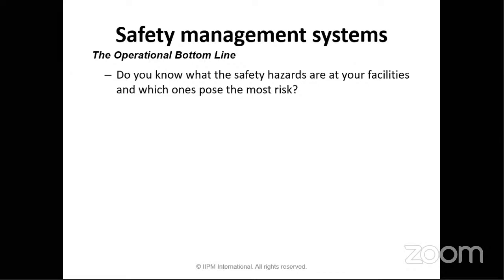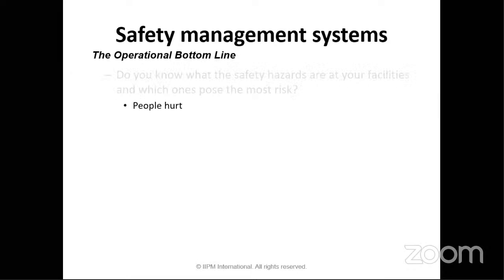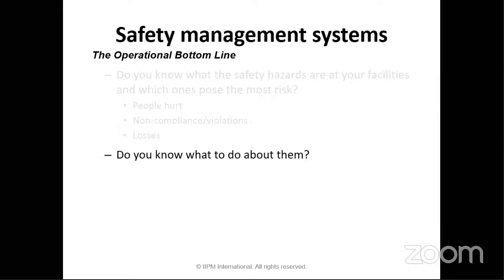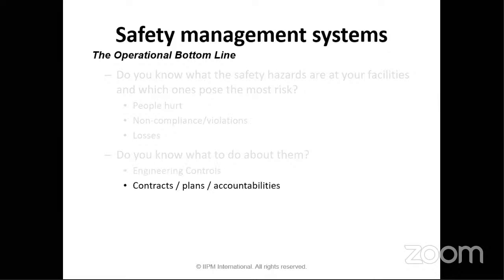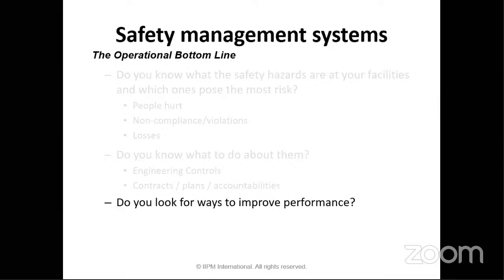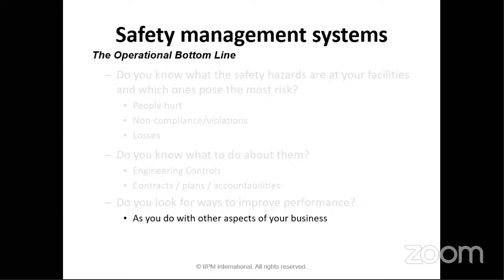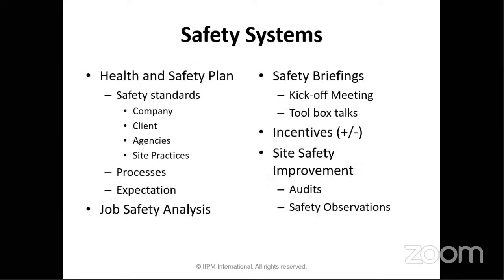Safety management systems will have the operational bottom line. Do you know what the safety hazards are at your facilities and which ones pose the most risks? Are there people hurt, non-compliance and violations, losses? Do you know what to do about them? Whether people are hurt, non-compliance or violation or losses, do you really know what to do about them? Do you have engineering controls? Do you have contracts, plans, and accountabilities? Do you look for ways to improve performance as you do with other aspects of your business?